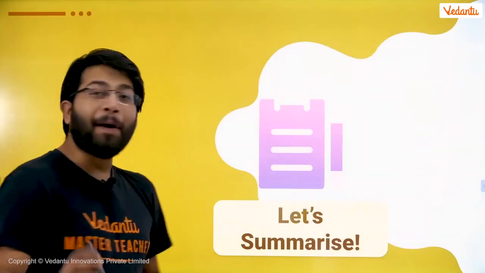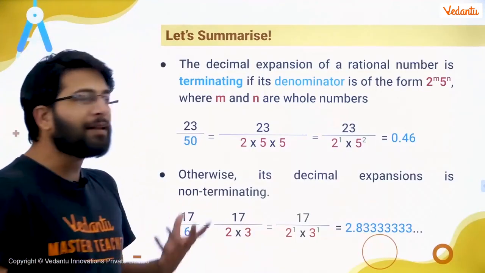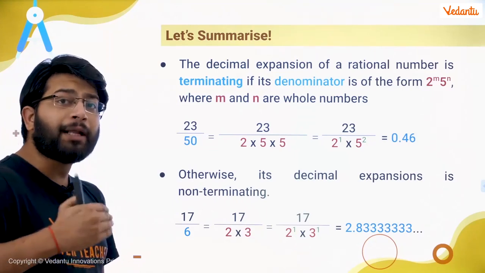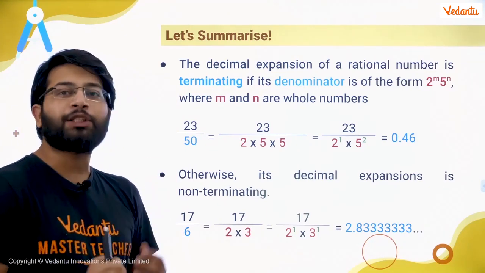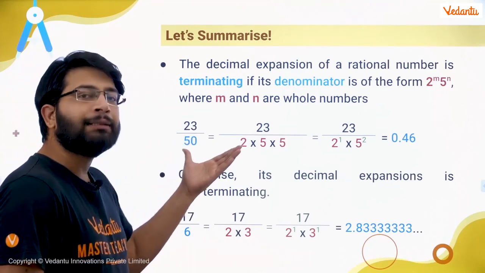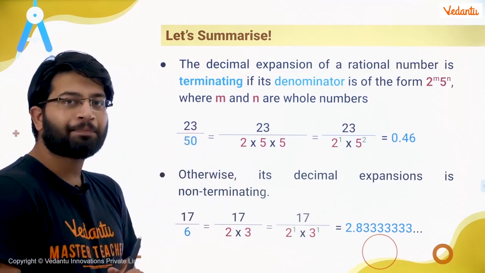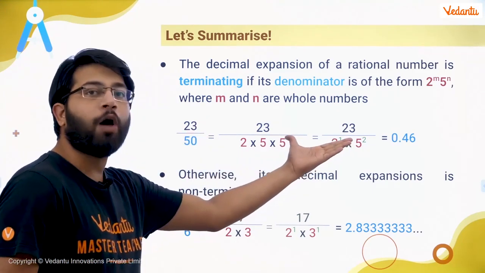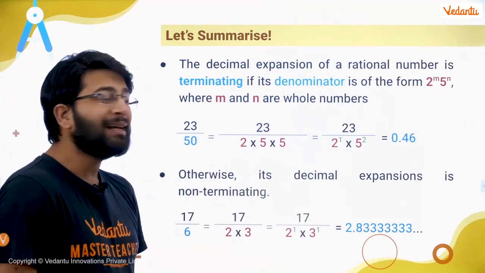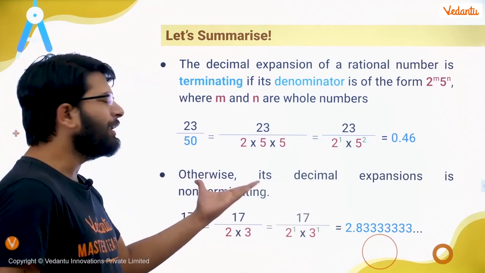Very good. Excellent. Okay champs, now let's summarize what we have learned in this class. If we want to find out the decimal expansion of any rational number, simply factorize the denominator, but make sure that numerator and denominator are co-prime. If the factorization of the denominator is of the form 2 to the power m into 5 to the power n, then my decimal expansion will be terminating. Otherwise, it will be non-terminating.